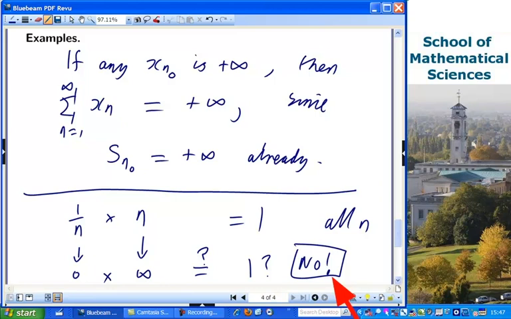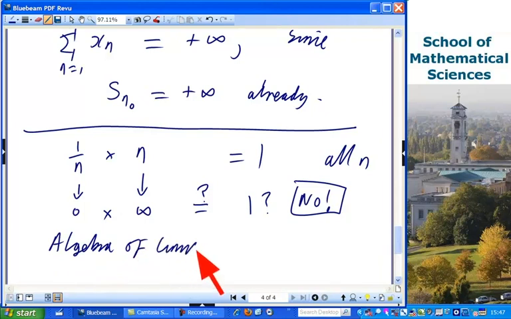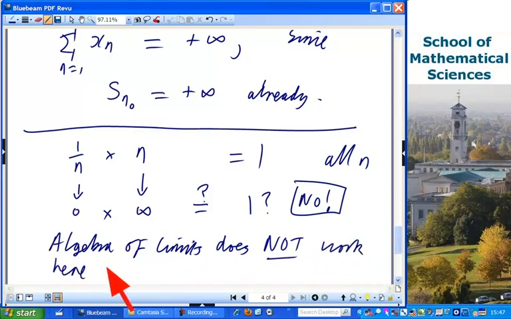I'm sorry to say, we're going to see the algebra of limits and the problems with it. So the algebra of limits does not work here. We want naught times infinity to be naught, even though 1 over n times n is 1 for all n. And that doesn't say we've got our definition wrong. It tells us that there's a problem with the algebra of limits in the extended real numbers.